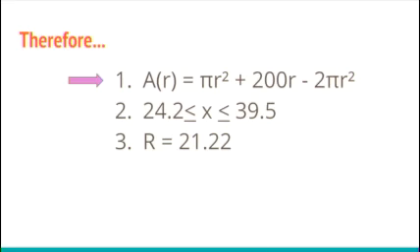And lastly, to answer question number 3, we entered the area equation of both semicircles combined and the area of the rectangle to find the intersection between the two. We then took the x-coordinate or r value of the coordinate, which told us that when r equals 21.22, the area of the semicircle and rectangle equal each other.